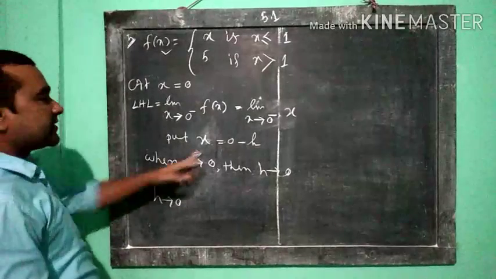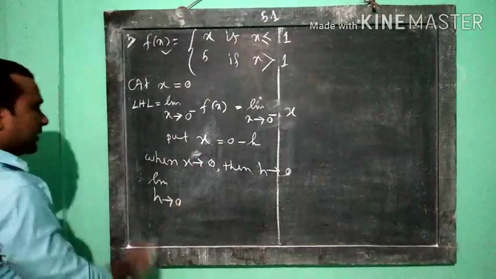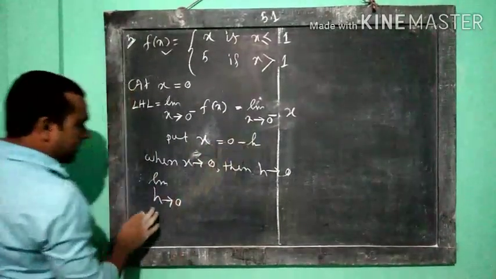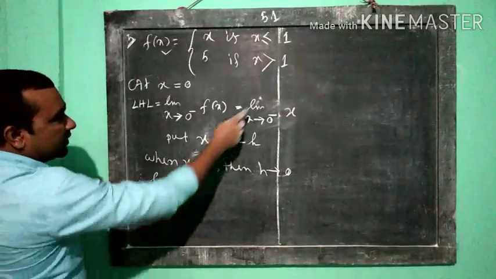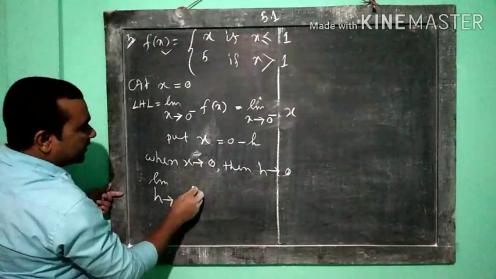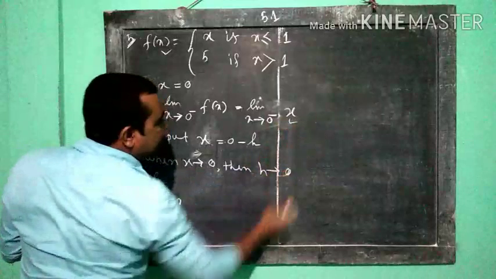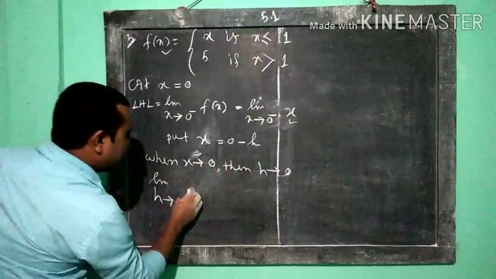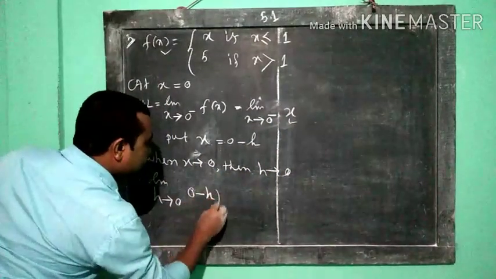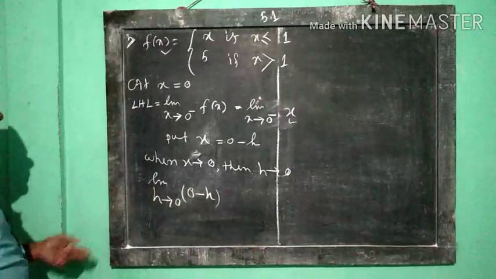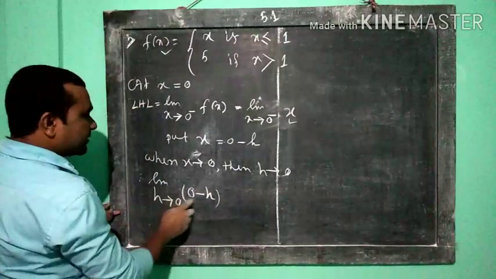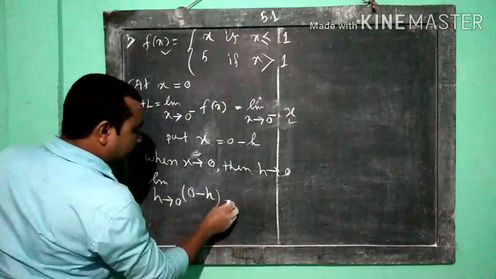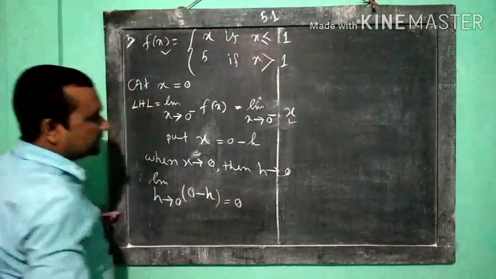Okay, x is replaced by h. Then what do we get? The function is x, and x is replaced by 0 minus h. So right here 0 minus h. This is equal to what? If we put the value of h in this equation, then this is equal to 0.